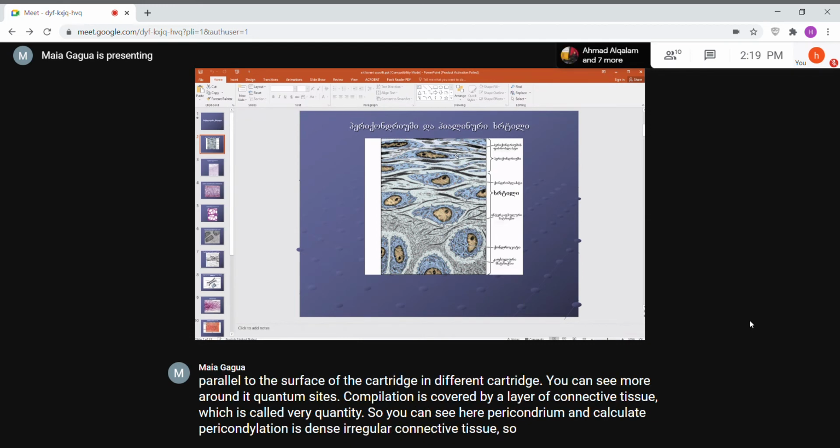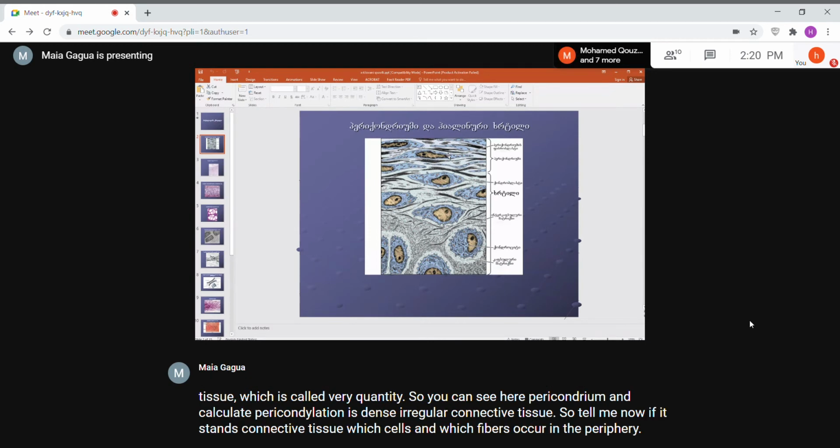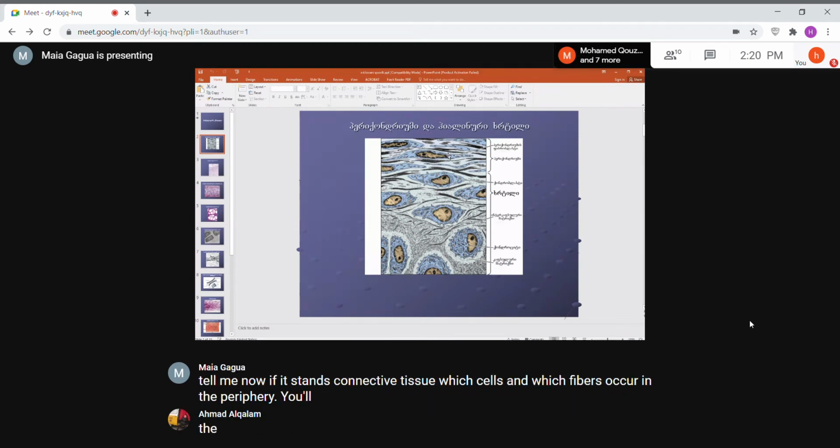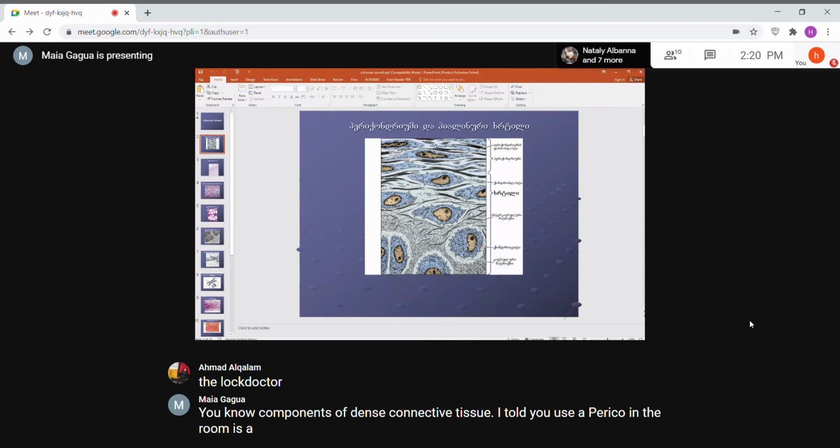So tell me now, if it's dense connective tissue, which cells and which fibers occur in the perichondrium? You know the components of dense connective tissue. I told you that perichondrium is a dense connective tissue. So which cells and which fibers occur in the perichondrium?